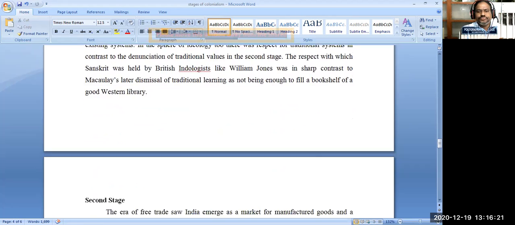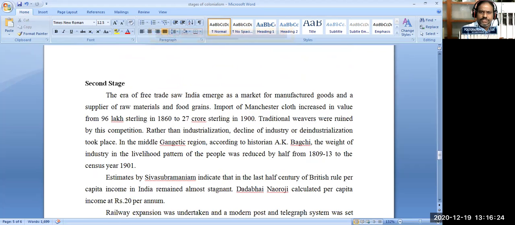In the second stage in the Indian context, the era of free trade saw India emerge as a market for manufactured goods and a supply of raw materials and food grains. Import of Manchester cloth increased in value from 96 lakh sterling in 1860 to 27 crore sterling in 1900. Traditional weavers were ruined by this competition. Rather than industrialization, decline of industry, or deindustrialization, took place.